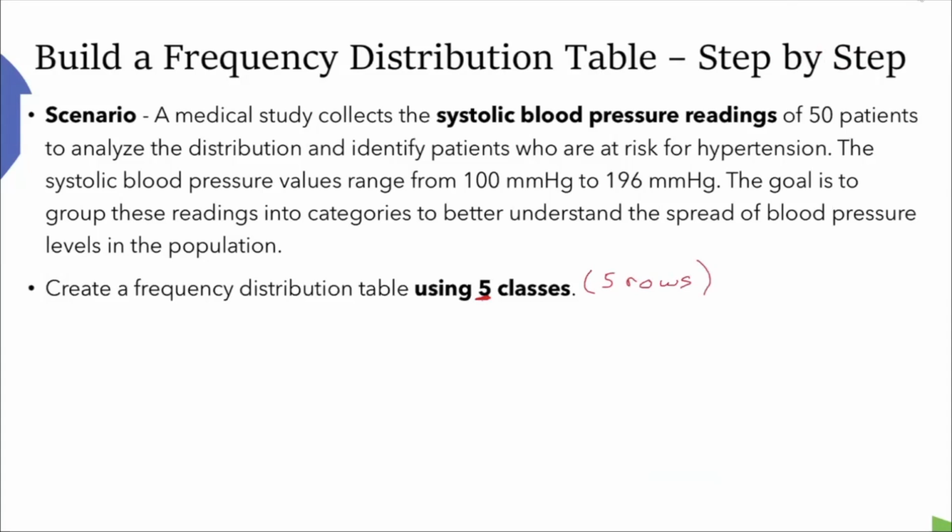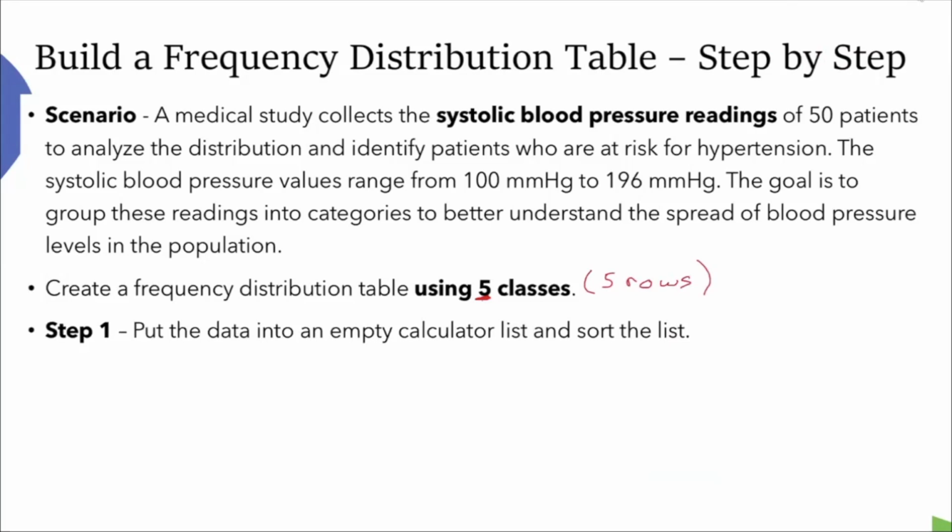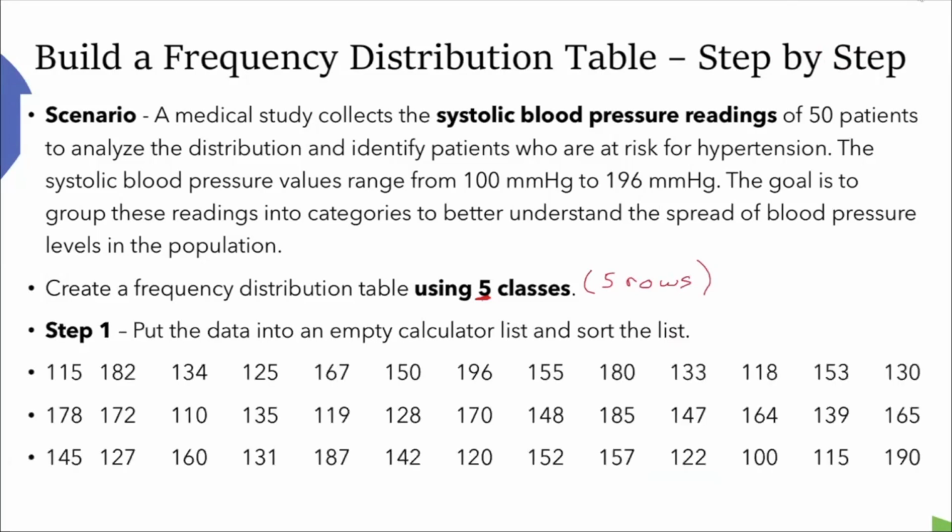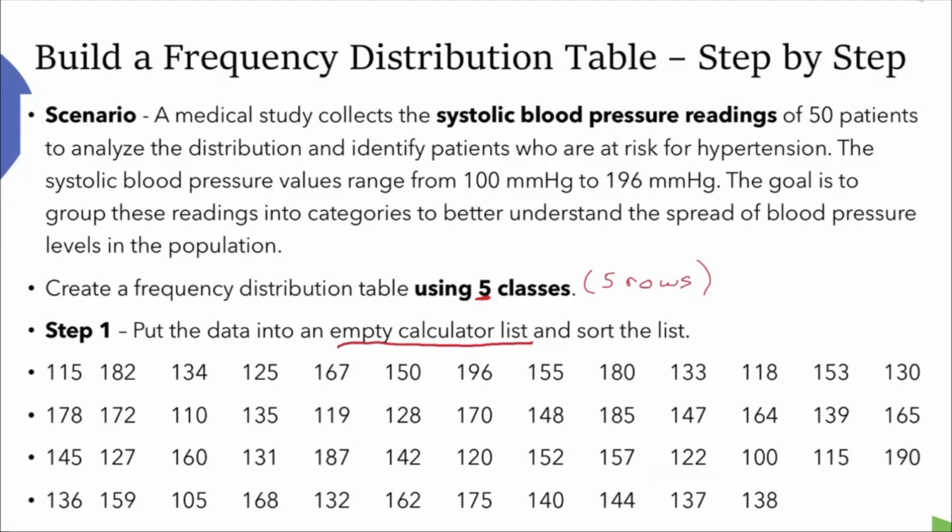So different problems will have different requirements. This one says 5 classes. We're going to put data into our calculator first. This is step 1. So we're going to find an empty calculator list, and we're going to put the numbers in, and once they're in, we're going to sort the list. So if you remember from the last lecture, I showed you how to put data into a calculator, but I am going to do it again here. If you want, you could pause the video and put these numbers in on your own, or you can follow along with me, and I'll do it in the calculator here.